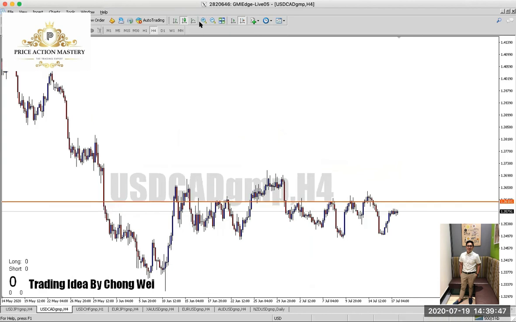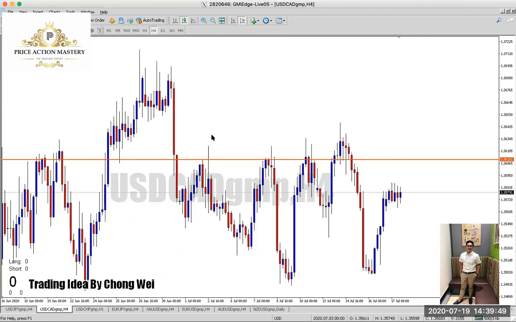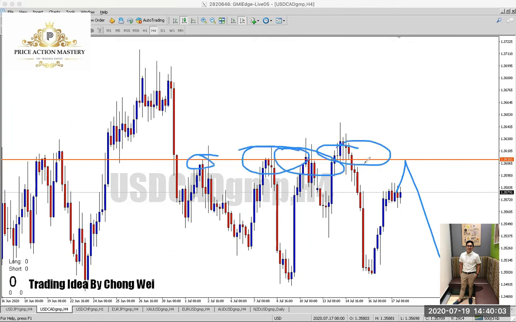Okay, USD CAD also. Where is the market going? The market wanted to reach this level, and then we can see a drop. As you can see, a very clear range. This level, this level, this level, this level, this level, they are all in range, and this bottom. They're basically all in the range market.